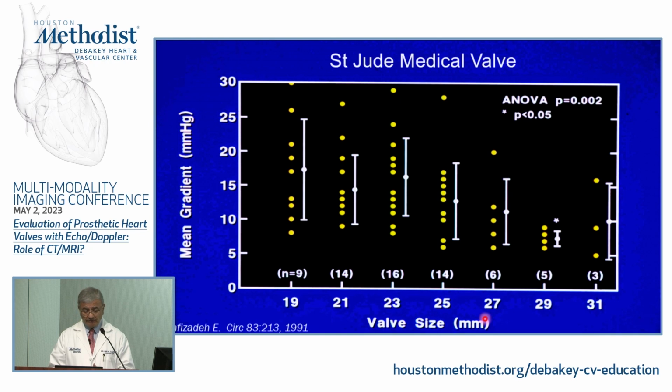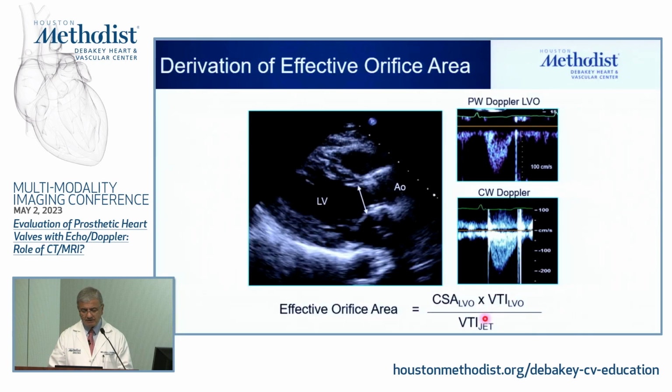This is a publication from us many years ago. You know the valve type, it's St. Jude bileaflet. You know the valve size, from 19 to 31 in the aortic position. And notice the heterogeneity of the mean gradient for each one of the valves. It tells you that obviously there is some flow dependency, there are some other technical factors, and the same would apply for peak gradient and peak velocity. So that's the same thing.